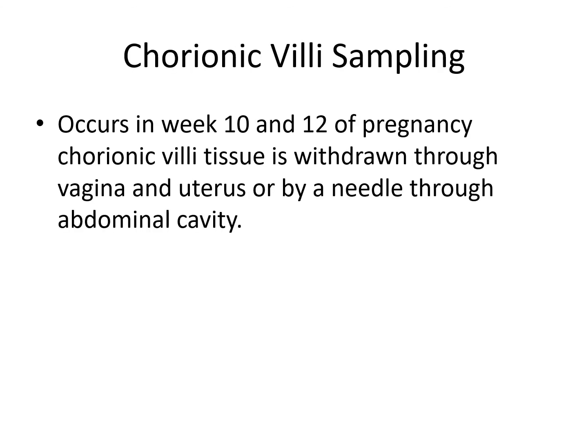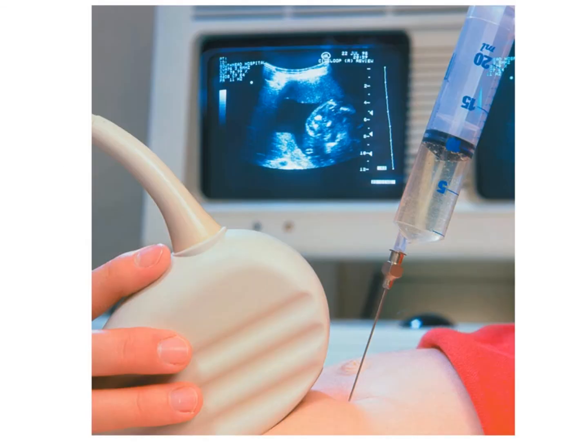Chorionic villi sampling occurs during weeks 10 to 12 of pregnancy, in which chorionic villi tissue is drawn through the vagina and uterus or by needle through the abdominal cavity. Again, this can be analyzed. Here's a really big needle here.